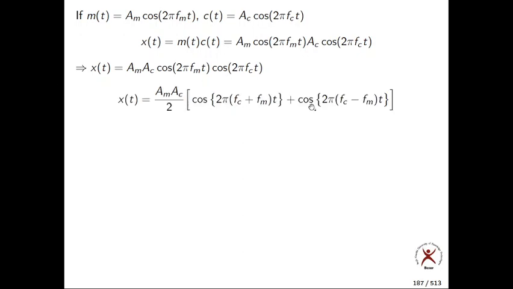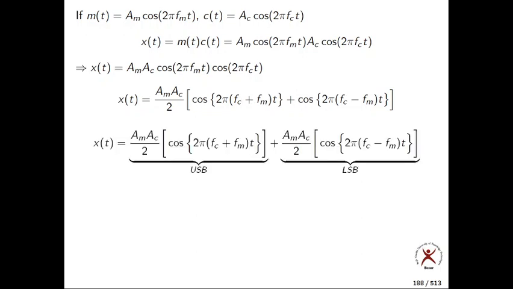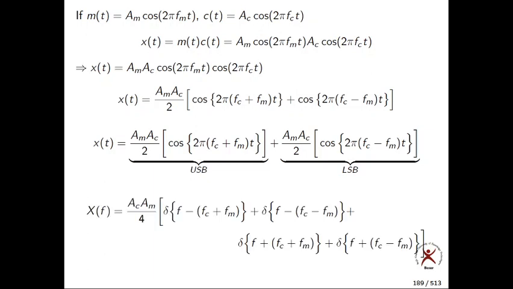This is the frequency domain. It is Am Ac by 2. You can do these simple calculations. I told you this type of calculation in the last class also, so I don't want to repeat all those things again. This is USB, this is LSB. This is just like AM but without the carrier at FC. Everything is similar except there is no carrier at FC. So this is the spectrum finally.